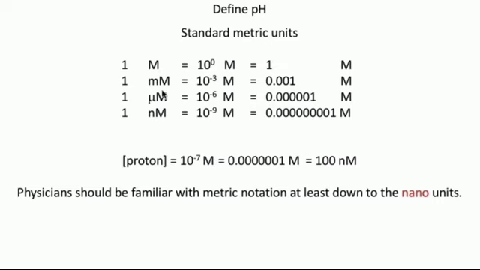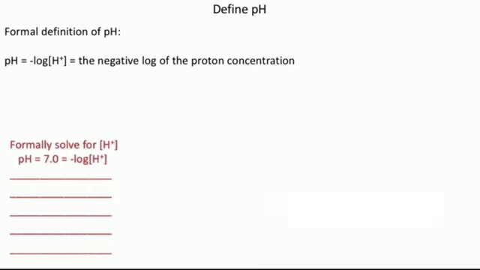1 millimolar is 10 to the negative 3, or 0.001, 1 divided by 1,000. 1 micromolar is 1 divided by a million, and 1 nanomolar is 1 divided by a billion. Of course, the formal definition of pH is that it is equal to the negative log of the proton concentration. That is equivalent to saying you can take the pH value, say 7, and use it as a negative exponent of 10, because logarithms and exponents are inverse functions.